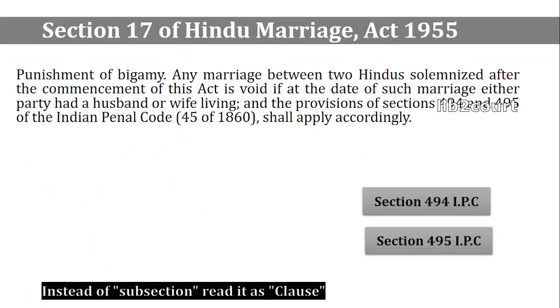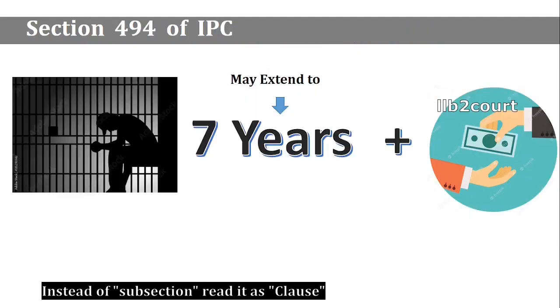Even section 17 prescribes punishment for bigamy. So whoever involves in bigamy, then section 494 IPC or section 495 IPC will get attracted. Section 494 of IPC states that when a person involves in bigamy, he will undergo imprisonment which may extend to 7 years and also liable to fine.